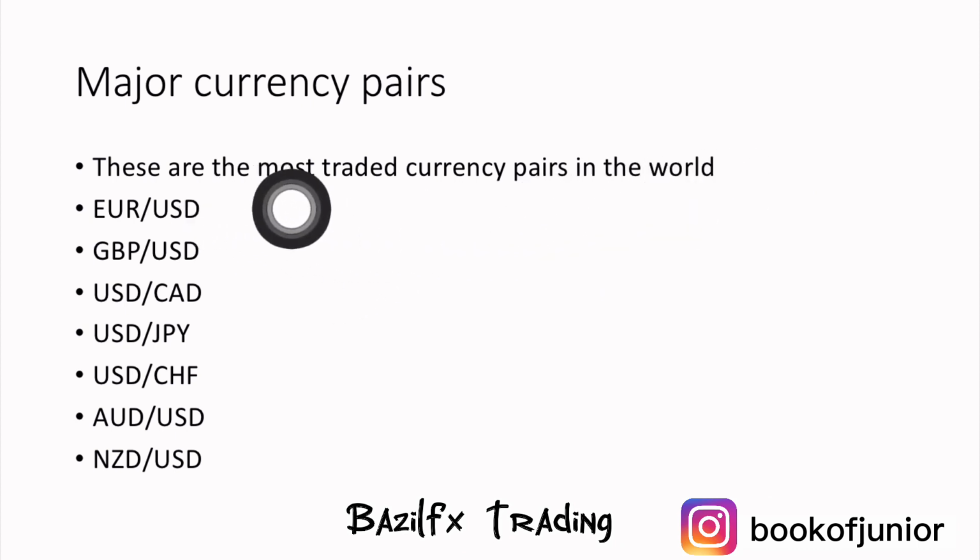So we have EUR/USD, GBP/USD, USD/CAD, USD/JPY, USD/CHF, AUD/USD, and New Zealand dollar/USD. So these are the major currencies. If you're a trader looking to make money trading Forex, you don't have to trade every currency pair. Just look out for a few of these most traded currencies, because these are the major ones.